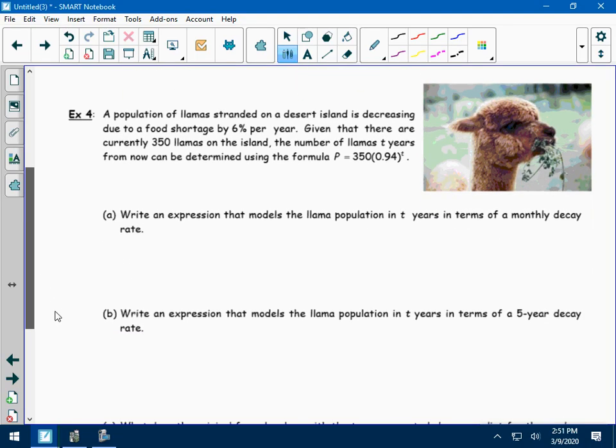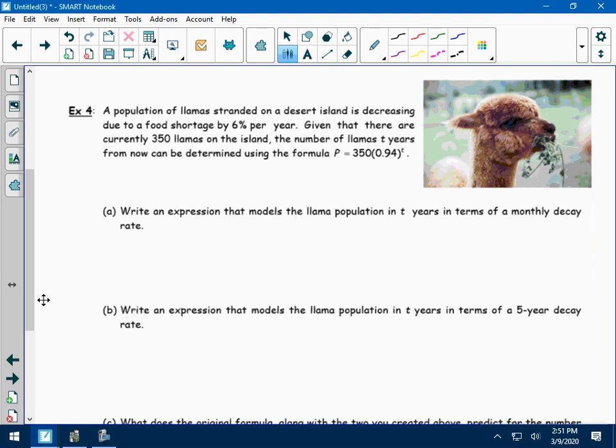Okay. Last example. We've got some doomed llamas. It says the population of llamas stranded on a desert island is decreasing due to a food shortage by 6% per year. Given that there are currently 350 llamas on the island, the number of llamas t years from now can be determined using this formula.